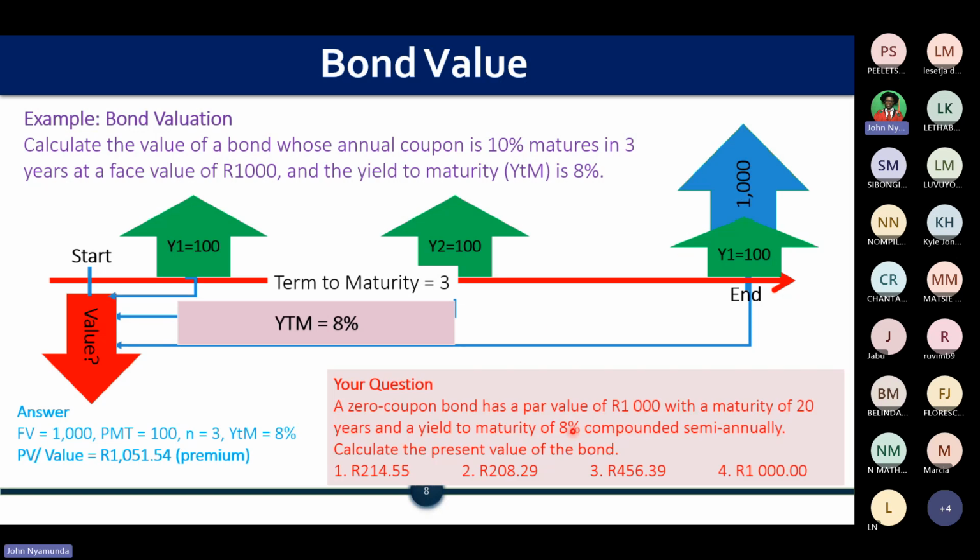This is your question. A zero coupon bond has a par value of 1,000 rand with a maturity of 20 years and yield to maturity of 8% compounded semi-annual. Calculate the present value. A zero coupon bond. What is the coupon? What coupon is it paying? What is the FV? What is the N? What is the YTM? Okay, let's do that.